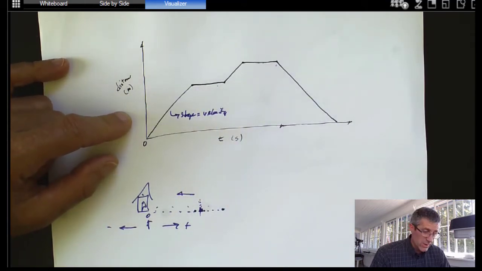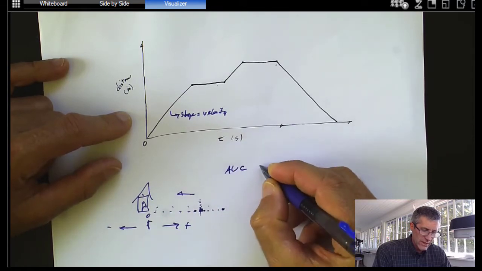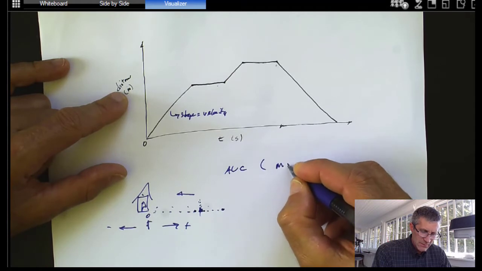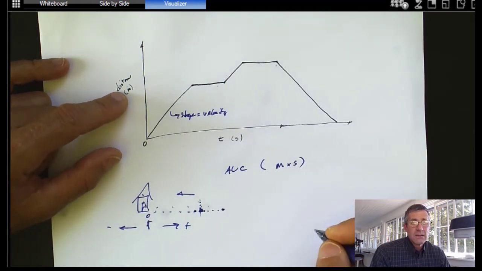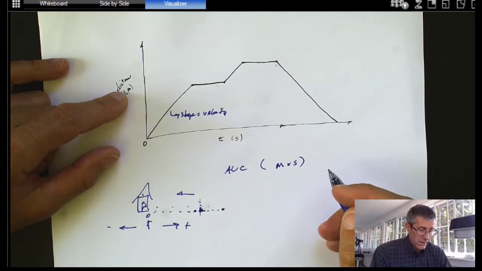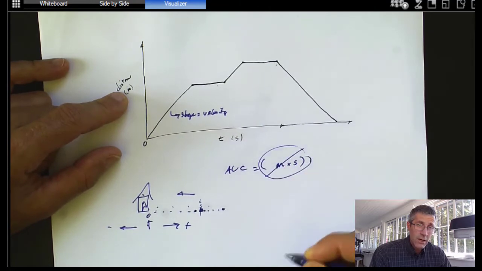So what does the area under the curve tell me? Well, the way I'm going to think about this, what does it mean when I have meters times seconds? Yeah, I got nothing, right? It doesn't tell me anything. So my area under the curve, not helpful, right?